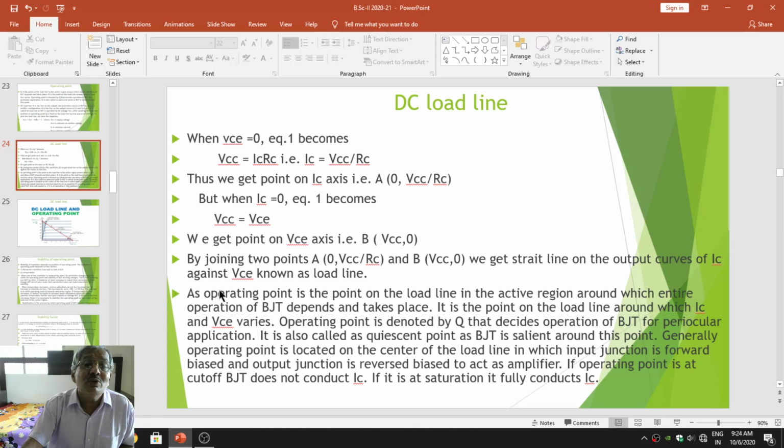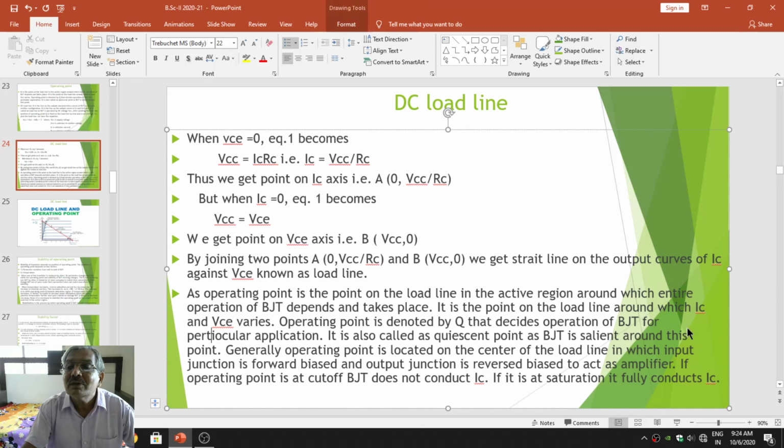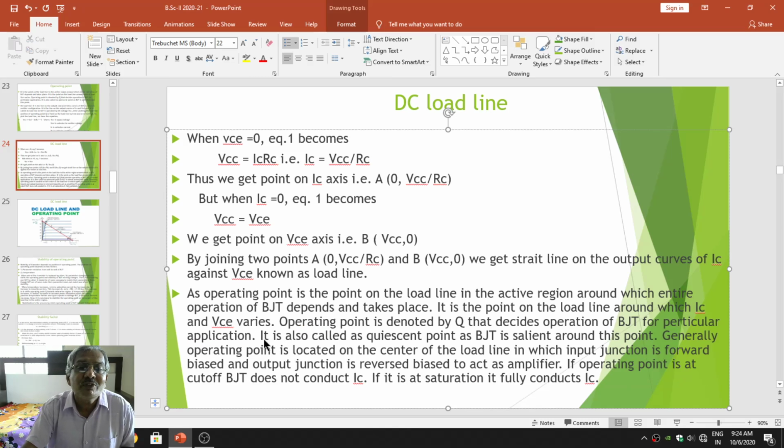So the same we are going to describe: the operating point is the point on the load line in the active region around which the entire operation of the BJT depends or takes place. It is a point on the load line around which IC and VCE vary. The operating point is denoted by Q that decides the operation of the BJT for a particular region. It is also called a quiescent point, as the BJT is silent around this point.